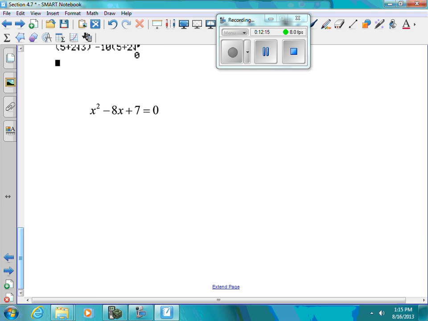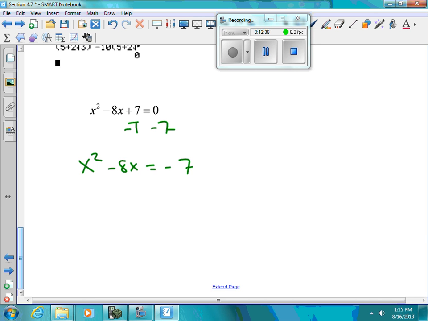Okay, hopefully you made an attempt at this. You paused it, you took your time. I think we can factor this one. -7 times -1 makes +7, adds to make -8. But we're going to practice completing the square. Okay, so subtract 7 from both sides. That's step 1. x squared minus 8x equals -7.